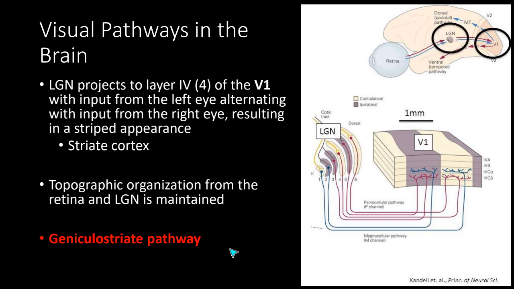So you can see that this organization, this topographic organization, is maintained from retina to lateral geniculate nucleus right through to the primary visual cortex. This pathway is called the geniculostriate pathway because it's projecting from the lateral geniculate nucleus onto the striate cortex, primary visual cortex, V1. It has a few different names, but it all means the same thing.